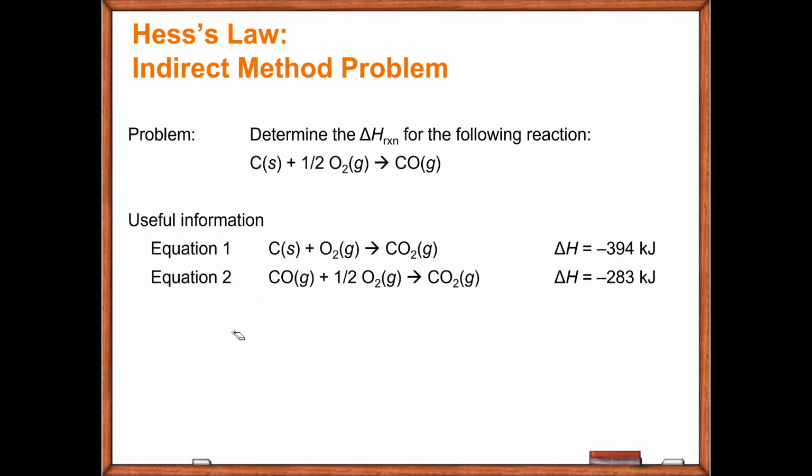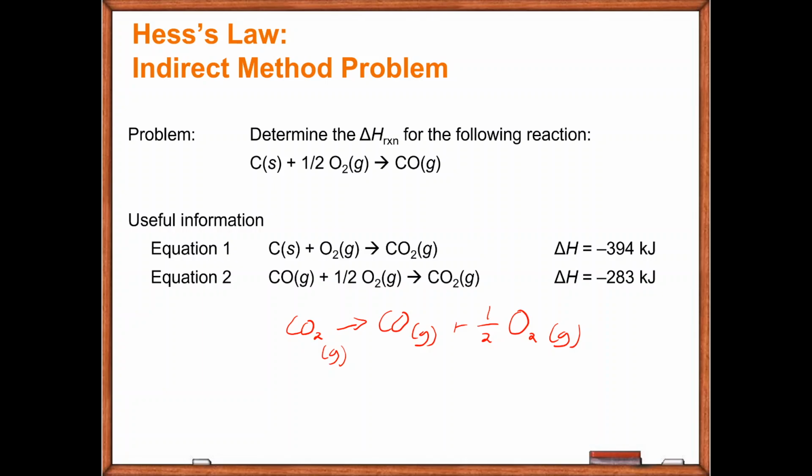So if I think about this, I want CO on the right-hand side. Right away I know I need to reverse this equation because it has CO on the reactant side, but I want carbon monoxide on the product side. So instead, if I say CO2 gives me CO, gas, plus 1/2 oxygen, now I have carbon monoxide on my right-hand side.